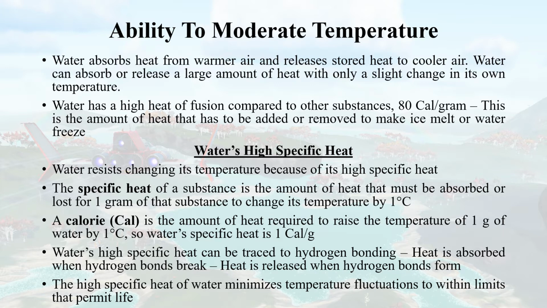Water's high specific heat can be traced to hydrogen bonding. Heat is absorbed when hydrogen bonds break and heat is released when hydrogen bonds form. The high specific heat of water minimizes temperature fluctuation to within limits that permit life.